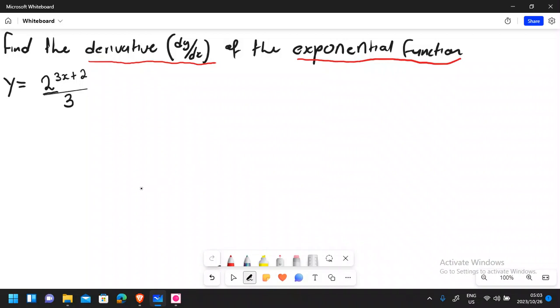Right, so as you can see here, we are finding the derivative of the exponential function. So, guys, this is a function underneath. As you can see there, it looks a bit complex, but it's really not.